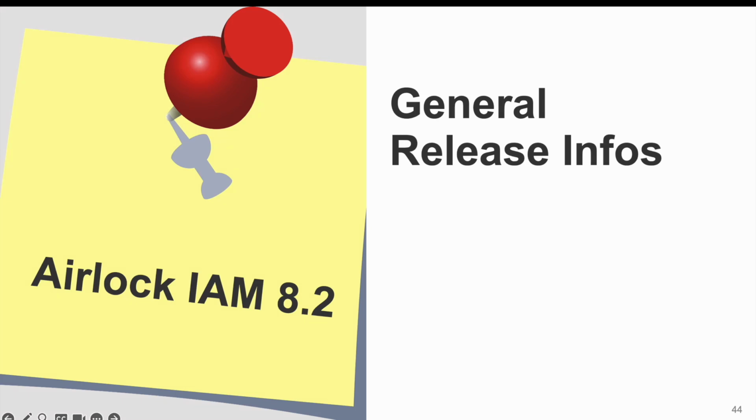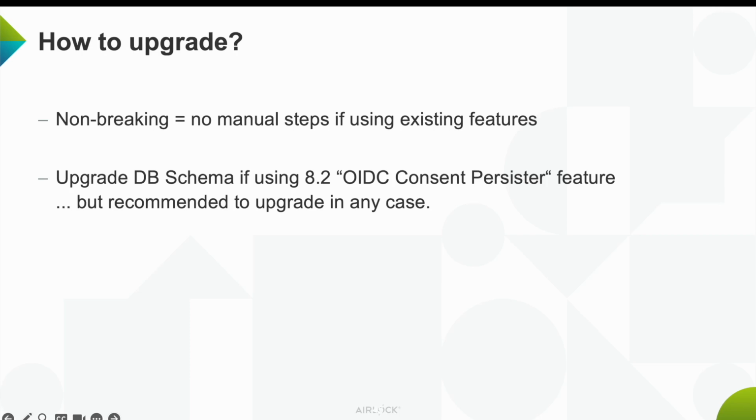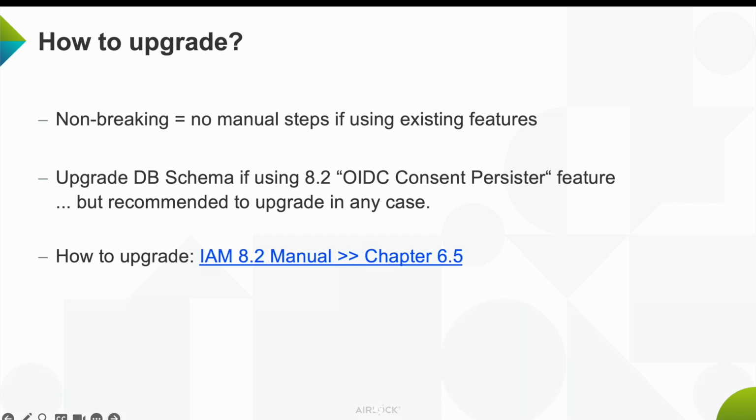Last but not least, some general information about the Airlock IAM 8.2 release. How to upgrade. The release is non-breaking. This means that if you're using just existing features, no new features, then no manual steps are required to do the upgrade. However, if using the OpenID Connect consent persister feature, a database schema upgrade is mandatory. But we recommend updating the database schema anyway with every release. It makes future updates easier and it's easier to try out new features. How to upgrade is documented in the manual in chapter 6.5.